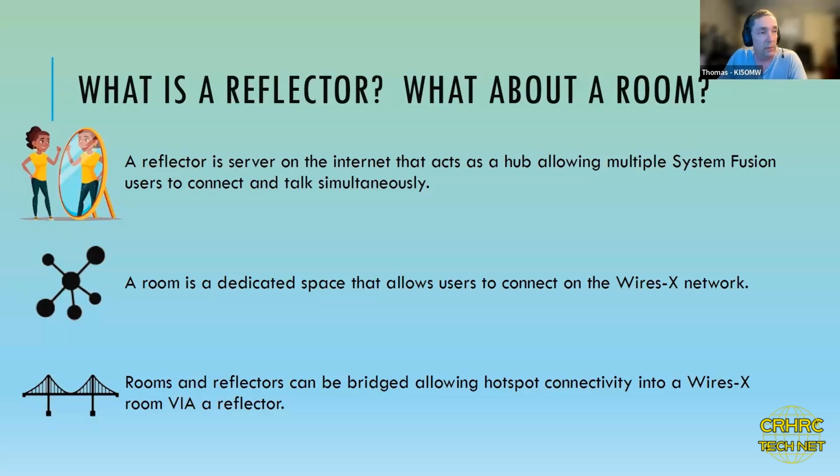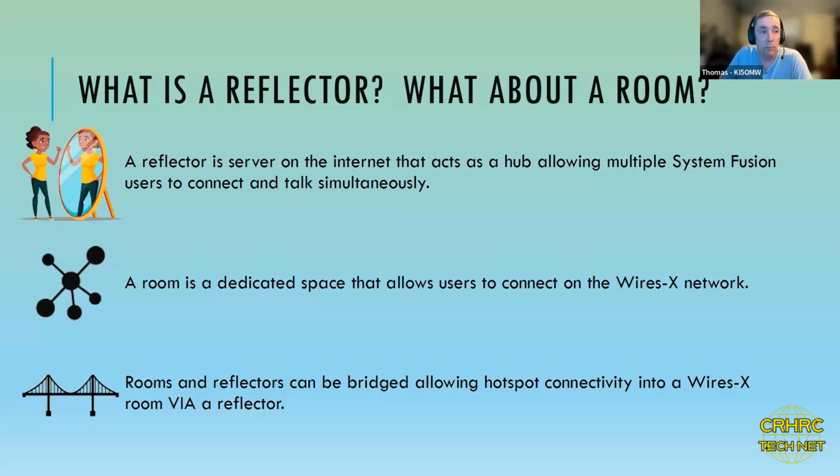A room is similar, except it is restricted to Yaesu's WiresX network. To connect to a room, a user must have a radio with WiresX interface, like the previously mentioned HRI 200, or be within range of a WiresX-enabled repeater. Rooms and reflectors can be bridged, however.